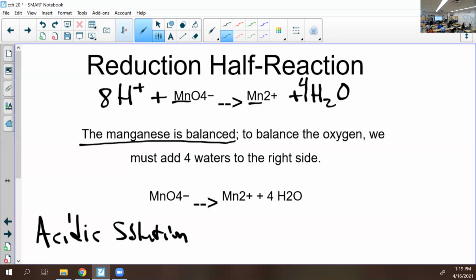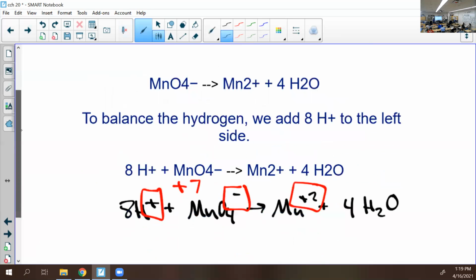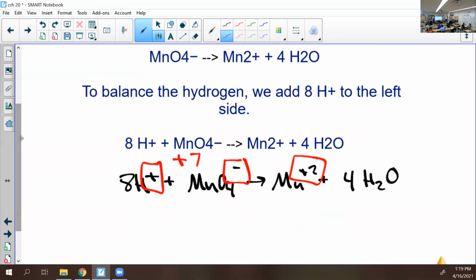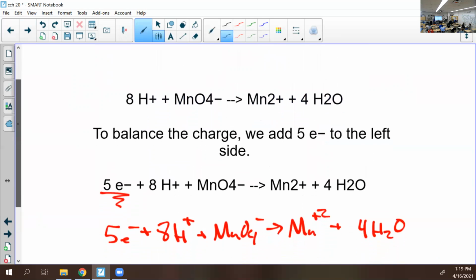All right, I kind of went out of order. The next slides will just talk us through this piece. Now we balanced the hydrogen. We added the 8 H pluses to the left. Good so far? Okay, then we have to balance the charge.